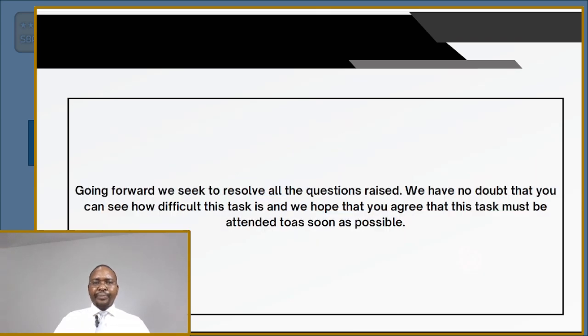So going forward, we seek to resolve all the questions that we have highlighted and read above, and we have no doubt that you can see how difficult this task is, and we hope that you agree that this task must be attended to as soon as possible.